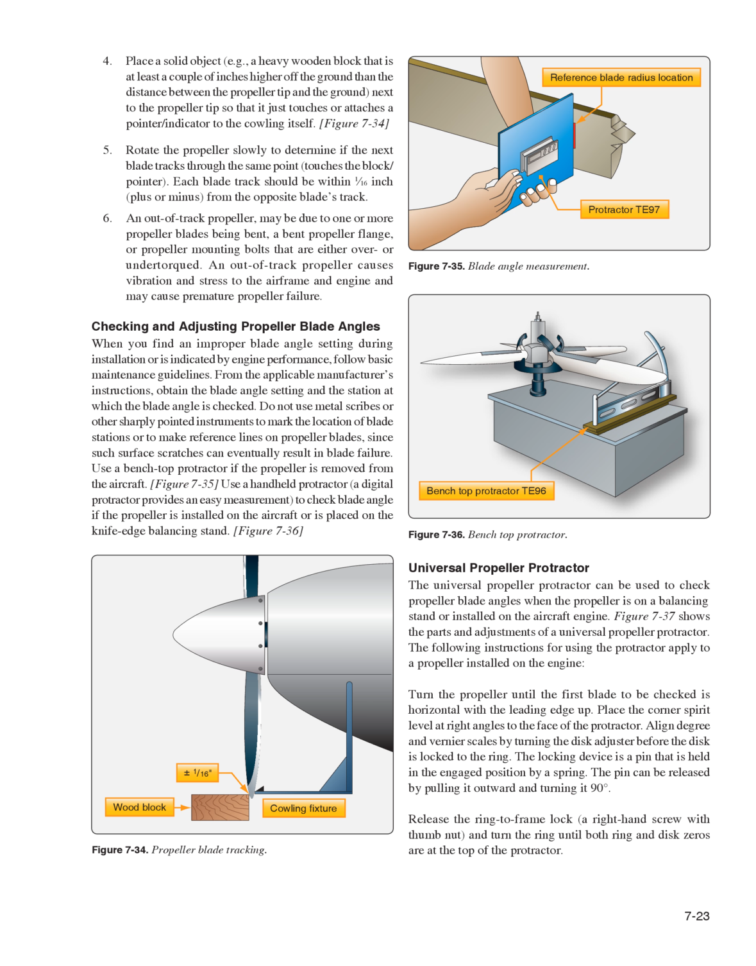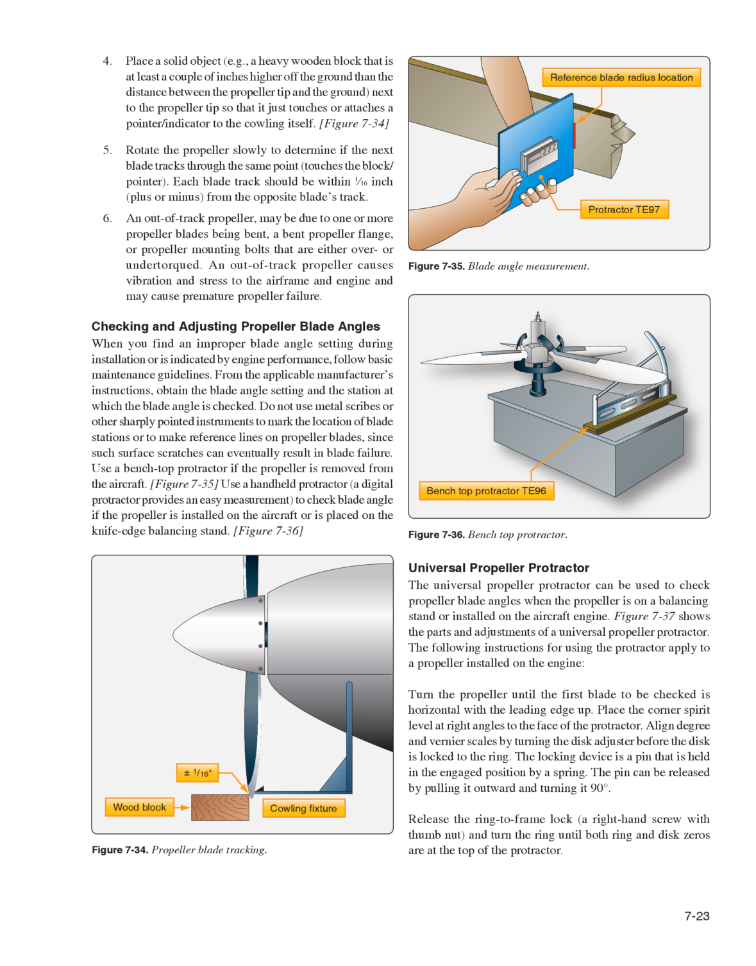Use a benchtop protractor if the propeller is removed from the aircraft. Figure 735, use a handheld protractor. A digital protractor provides an easy measurement to check blade angle if the propeller is installed on the aircraft or is placed on the knife edge balancing stand. Figure 736, Universal Propeller Protractor.